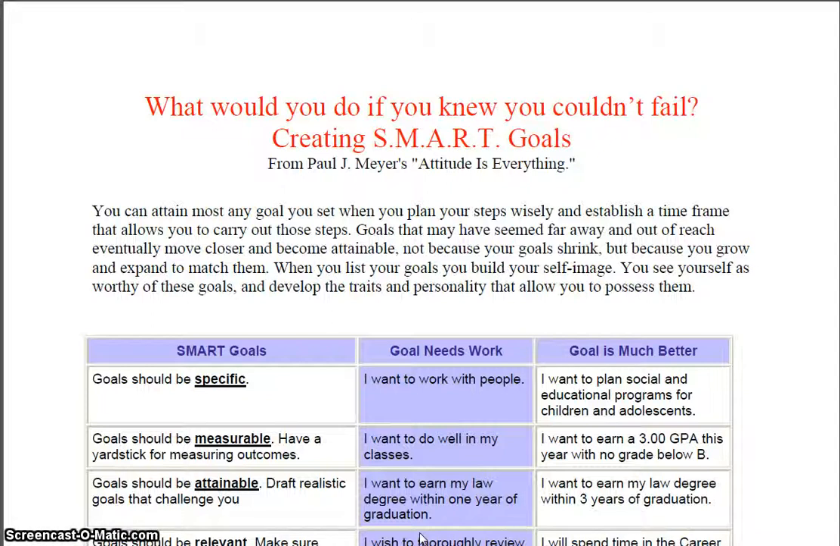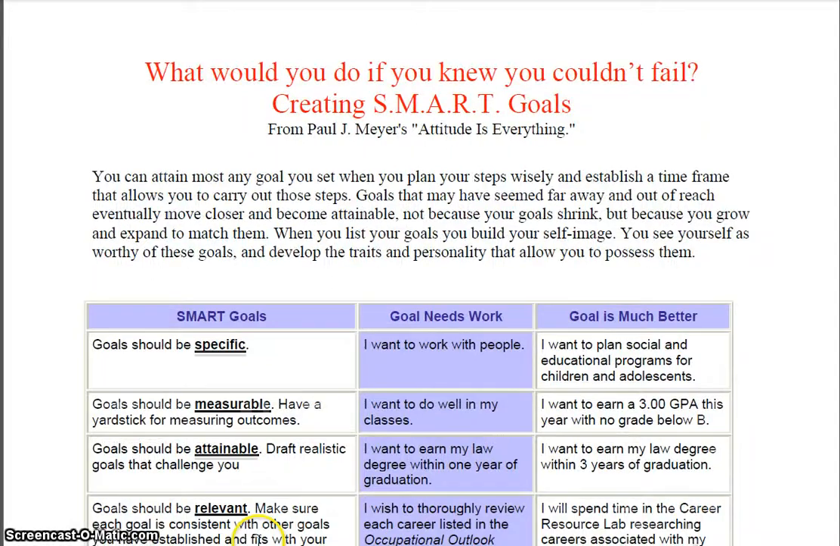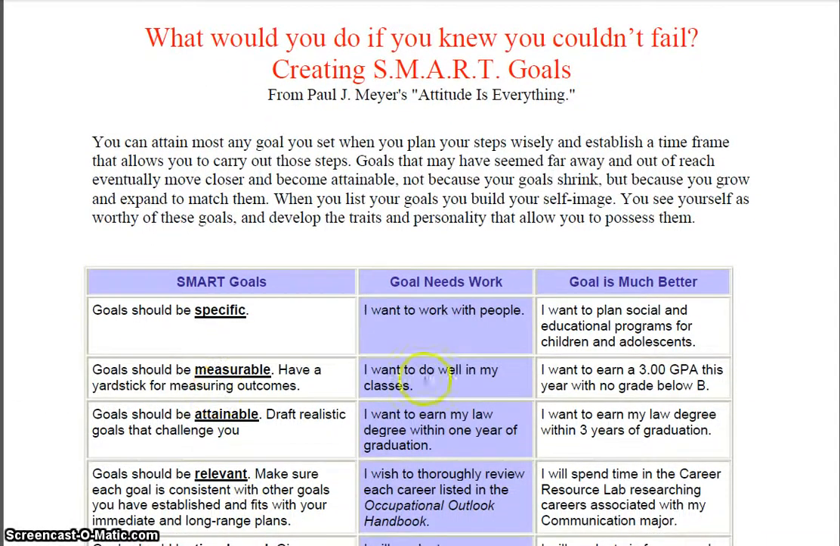SMART is a mnemonic to help you with writing goals that can be attained. S stands for specific. Each of your goals should be specific. Instead of just saying that you want to work with people, a more specific example would be that I want to plan social and educational programs for children and adolescents. In that goal, I have identified exactly what I want to do, the type of programs I want to create, and for whom those programs should reach.